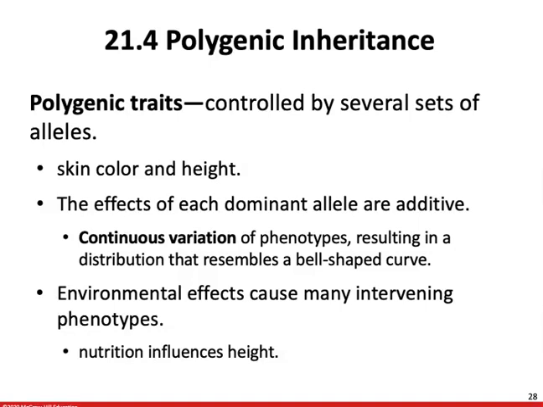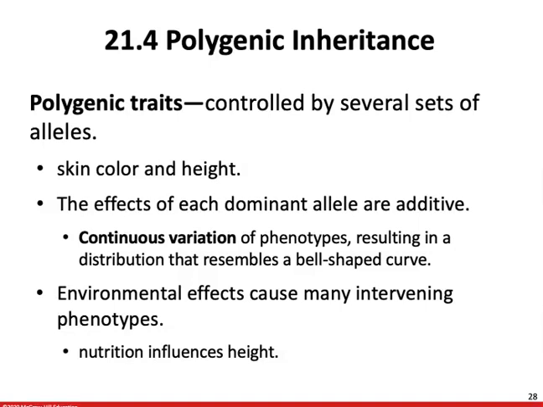So things like skin color or height are controlled by multiple different alleles, multiple different genes and chromosomes. So what happens is that the effects of each dominant allele are going to be additive. So when we've talked before about pea plants, we talked about tall versus short pea plants. We've talked about purple versus white flowers. Well, humans don't really function like that. Humans are not either dark or light. Humans are not tall or short. There's huge variations of everything in between.